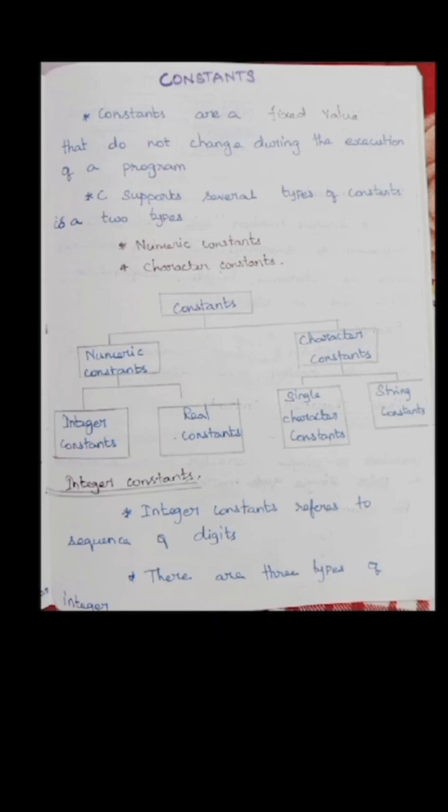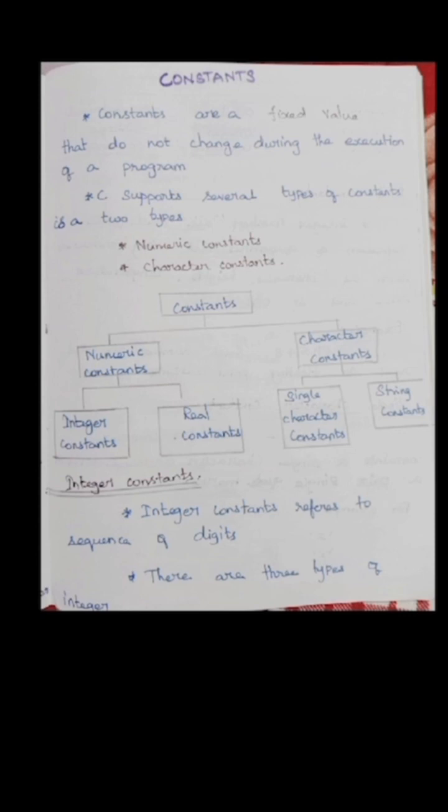In this video, I am going to tell about Unit 1, Constants and Variables. Constants. Constants are fixed values that do not change during the execution of a program. There are two types of constants: numeric constants and character constants. Two types of numeric constants: integer constant and real constant. Two types of character constants: single character constant and string constant.